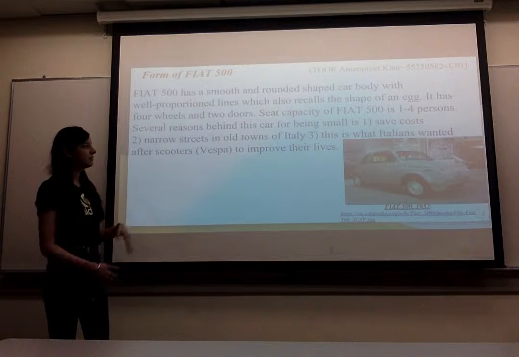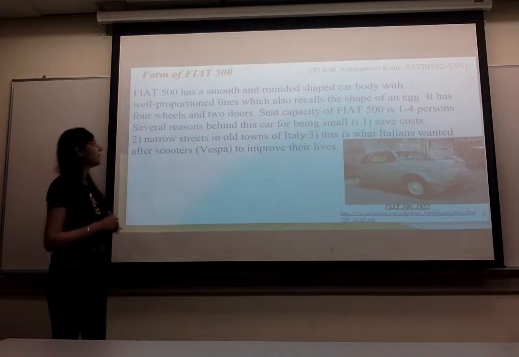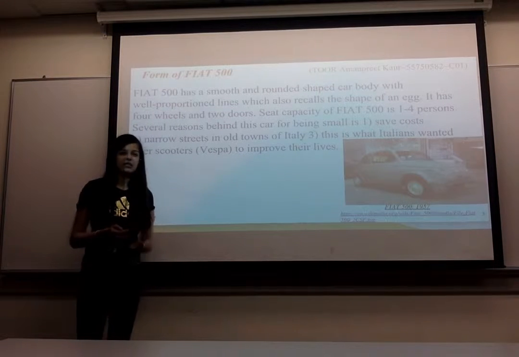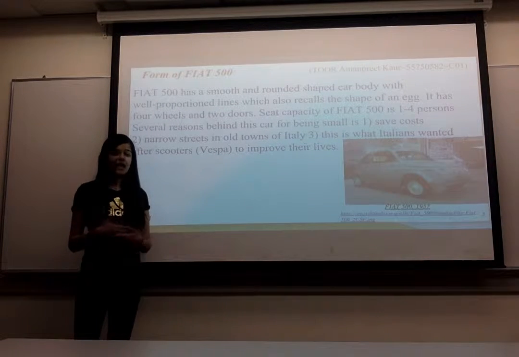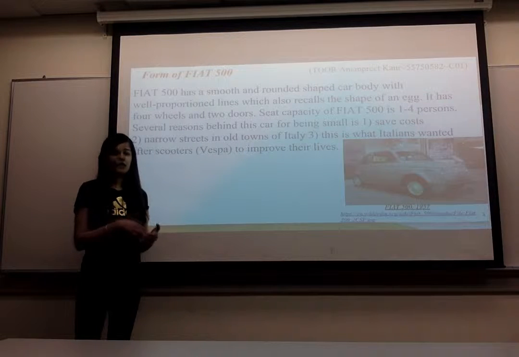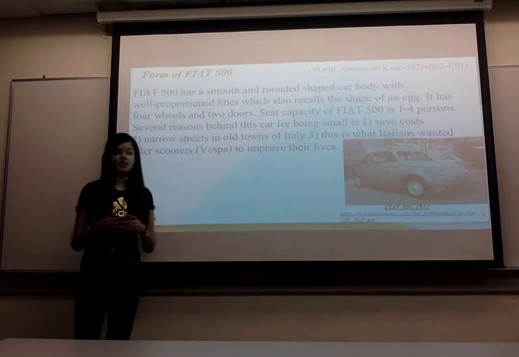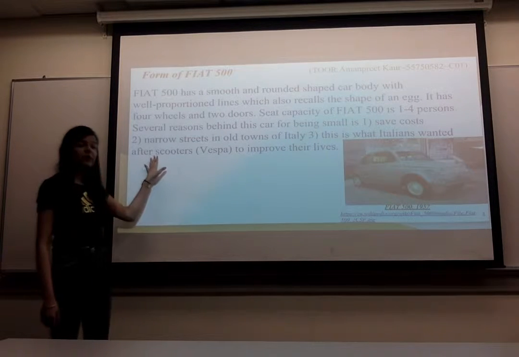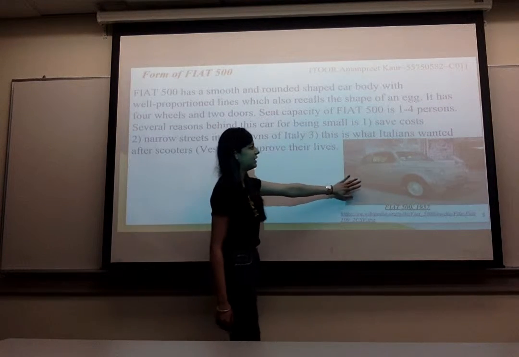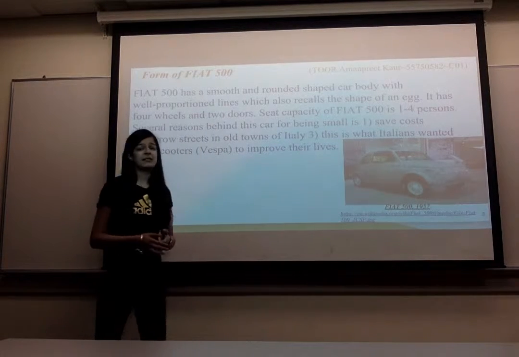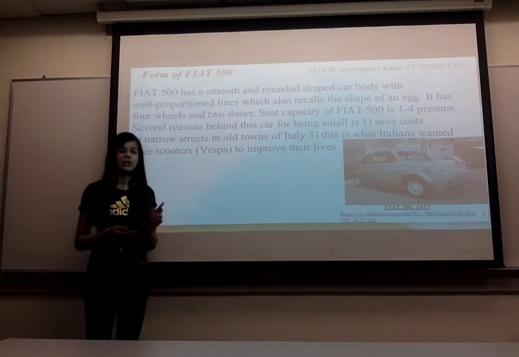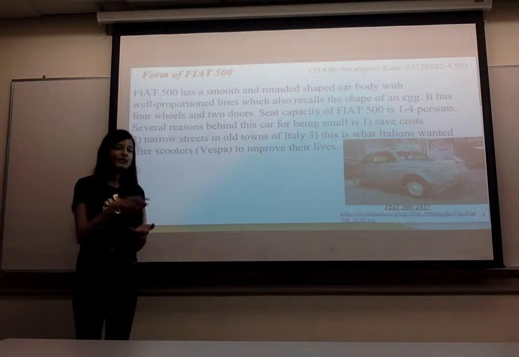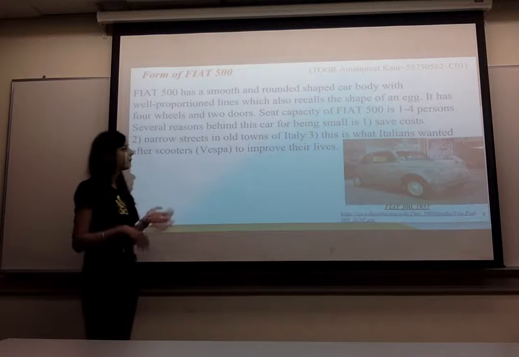Fiat 500 has a smooth, rounded body with well-proportioned lines, which also recalls the shape of an egg. So basically, it is in the shape of an egg because it can save costs for the interior design of the car. So it has 4 wheels and 2 doors, as you can see in the picture. And the seat capacity for Fiat 500 is 1 to 4 persons, which means specifically 2 adults at the front and 2 children at the back.